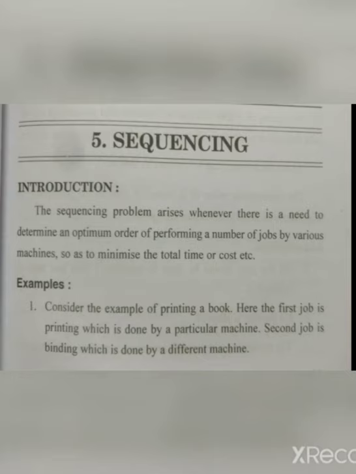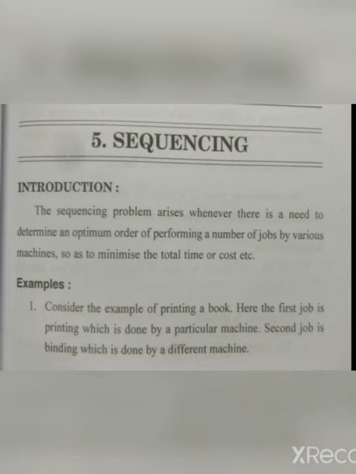For printing you have to use one machine, and similarly for binding we have to go with another machine. So for the same book to be finished, first we have to come with the printing machine, and only afterwards we have to come with the binding machine. So here we consider the example of printing a book. Here the first job is printing, which is done by a particular machine. The second job is binding, which is done by another machine.